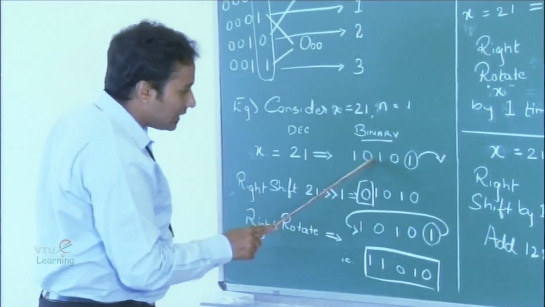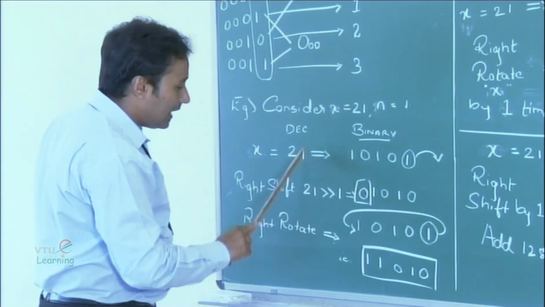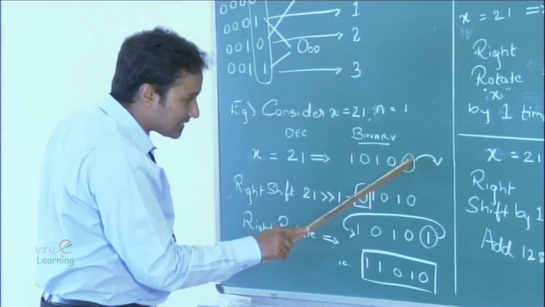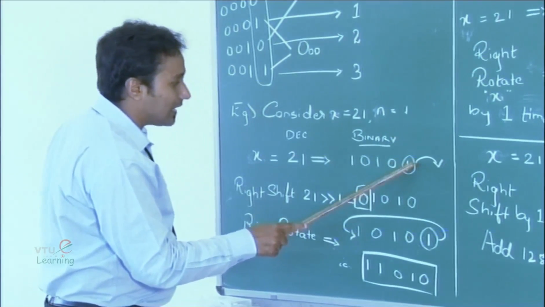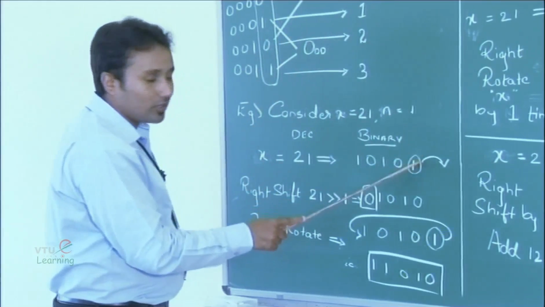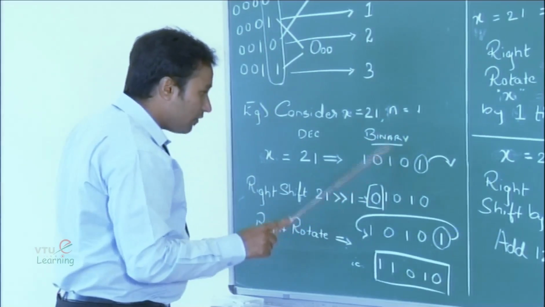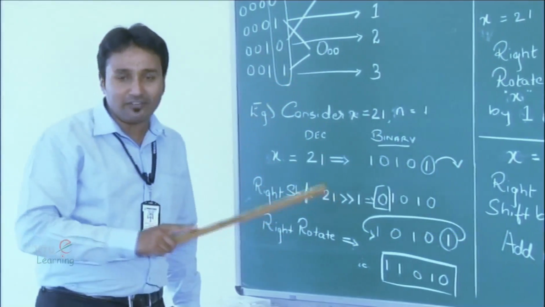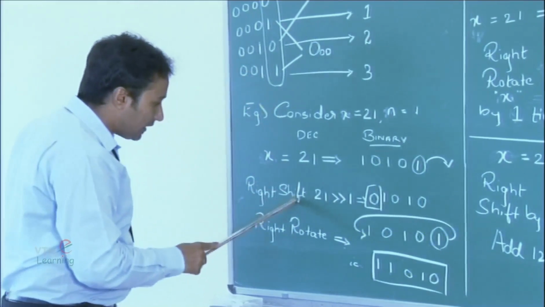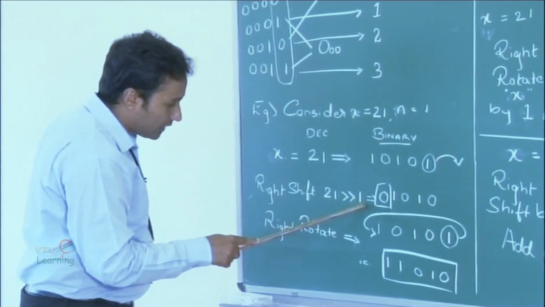We can consider that 10101 is the binary representation of 21. Going back to the LSB, where 1 is present, we can clearly say that whenever an LSB has 1, we call it an odd number. So 21 is an odd number. Now we want to shift 21 by 1 time. What happens when we shift 21 by 1 time? Say, right shift 21 by 1 time.